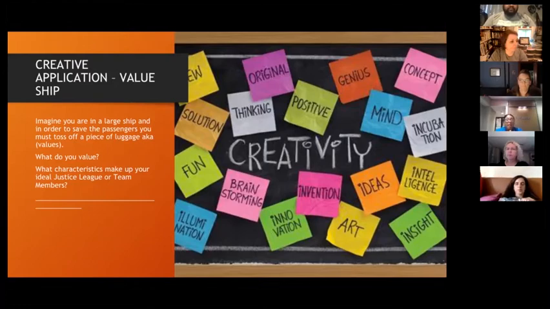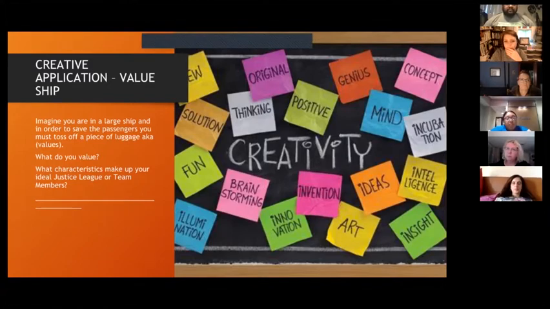So I'm going to ask an opening question. Imagine you are on a large ship, and in order to save the passengers, you must toss off a piece of luggage, aka your values. So what do you value? What characteristics make up your Justice League or team? So these can be things like loyalty, timeliness, cleanliness, grit, tenacity, audacity, things like that. So go ahead and write in the chat, what types of things do you value in a dream team?